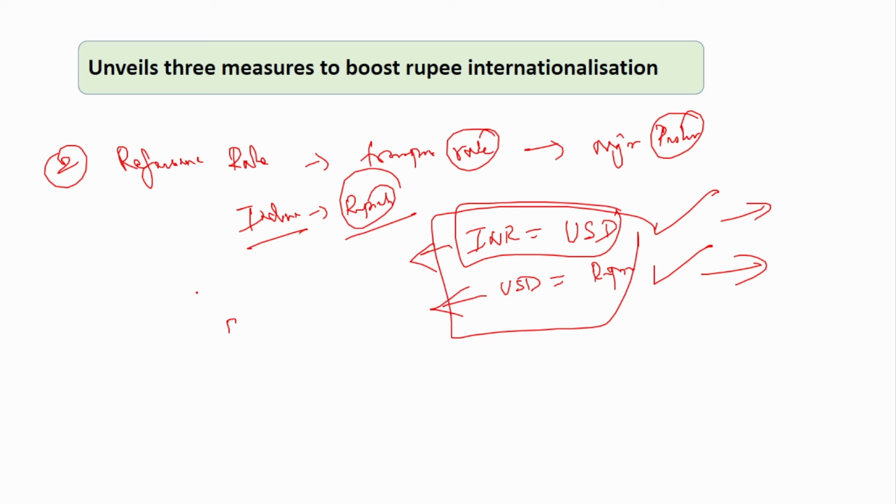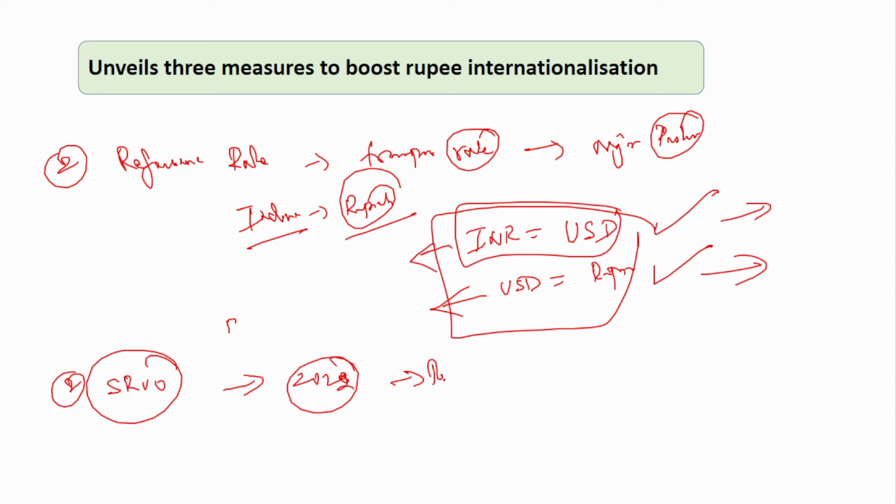So this transparency reference rate has been introduced by the Reserve Bank of India. Next, followed by the special rupee vostro account. This special rupee vostro account was mainly introduced in 2022, basically for Russia, because the US had made certain dollar sanctions on Russia. So Russia couldn't have access to dollars. For that, this special rupee vostro account was specially introduced.